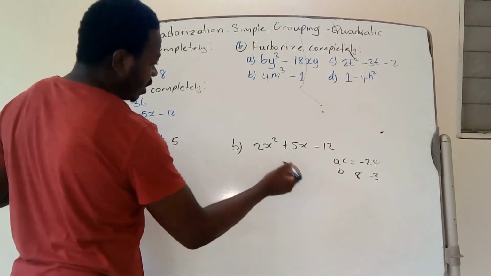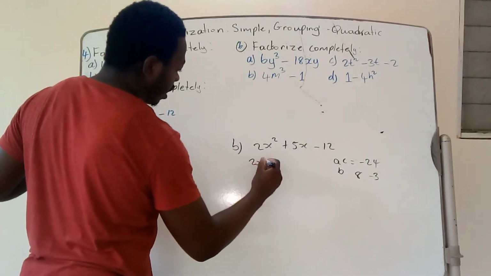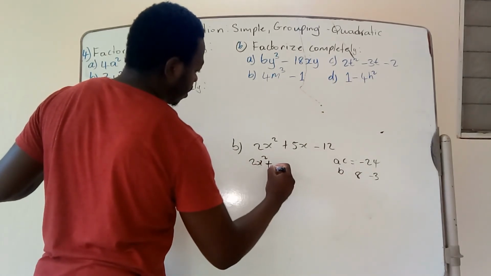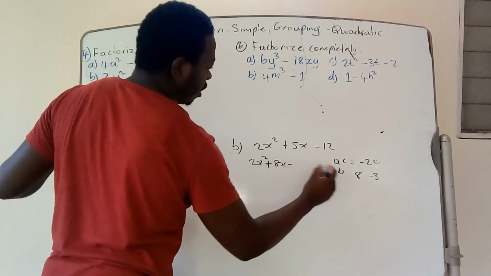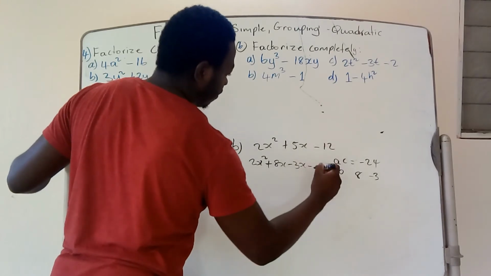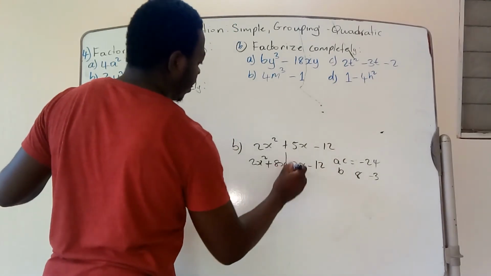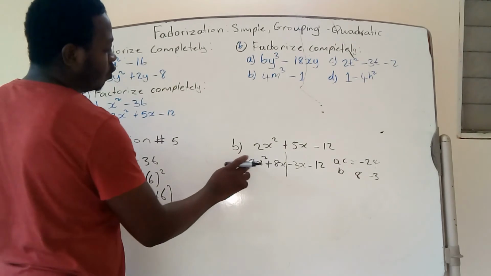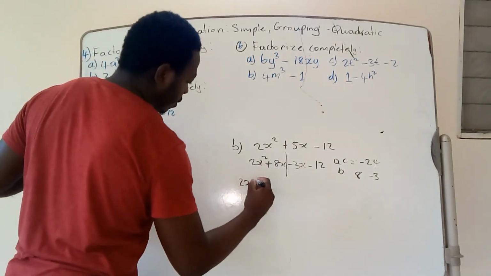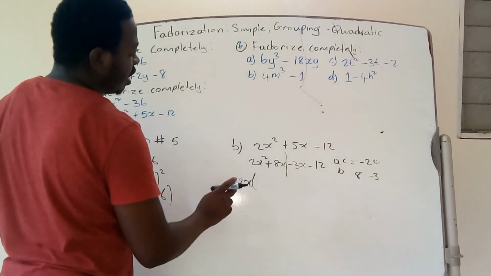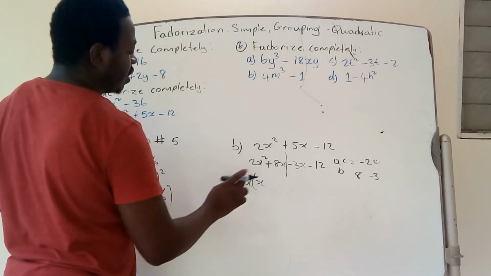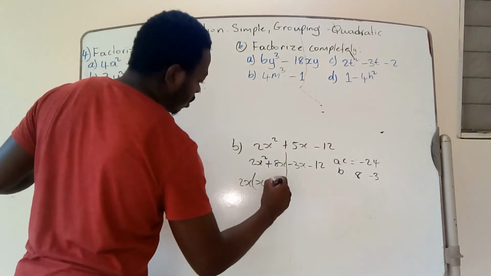So now we can rewrite our expression. So we have 2x squared plus 8x minus 3x minus our 12. We can now factorize by grouping. We have 2x squared and we have 8x. What is common? 2x. 2x squared divided by 2x leaves us with x. Positive 8x divided by 2x leaves us with positive 4.